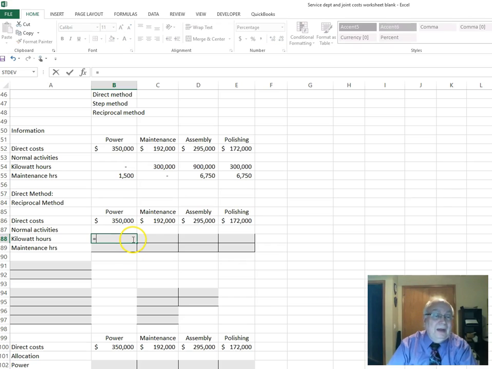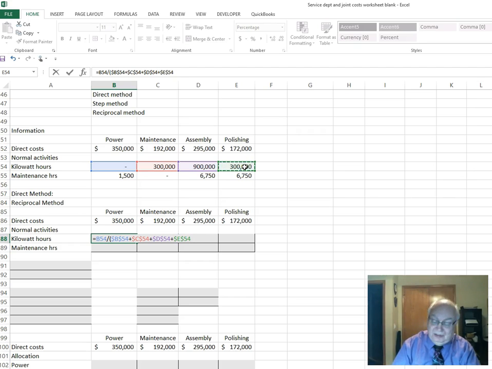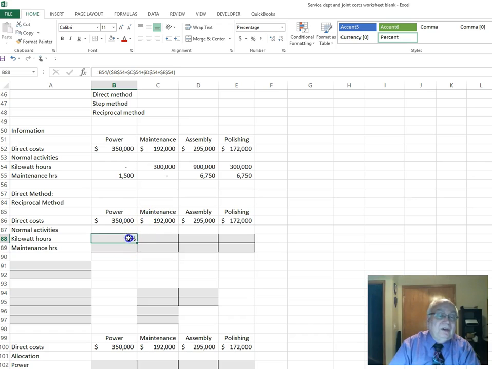So we start with the kilowatt hours. And I know it's 0, but that's okay. I'm going to go ahead and do it. And then parenthesis, this one, absolute value, and then plus the 300,000 absolute value, then plus 900,000 absolute value, and plus the polishing 300,000 absolute value, and close the parenthesis. And of course that gives you 0.